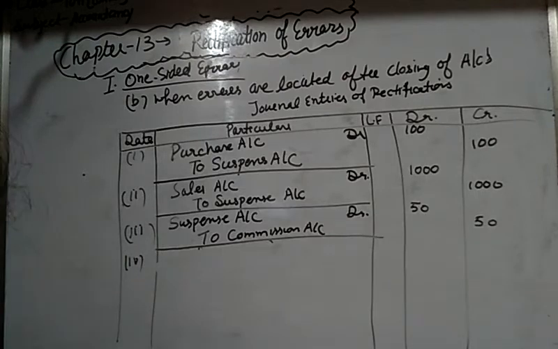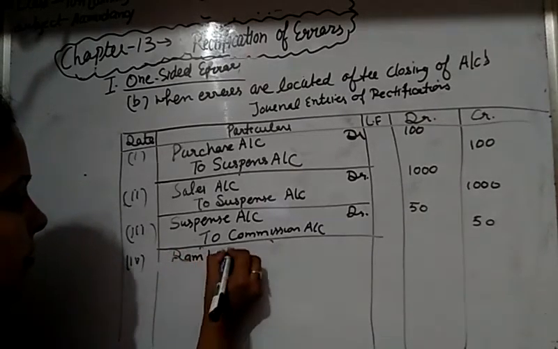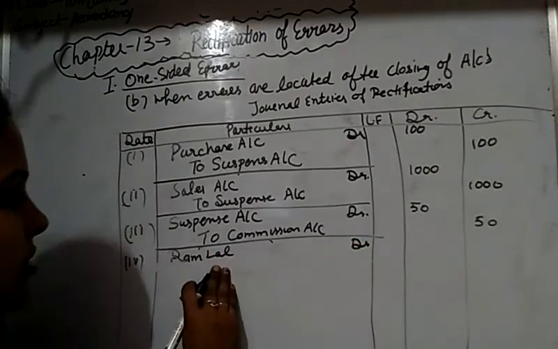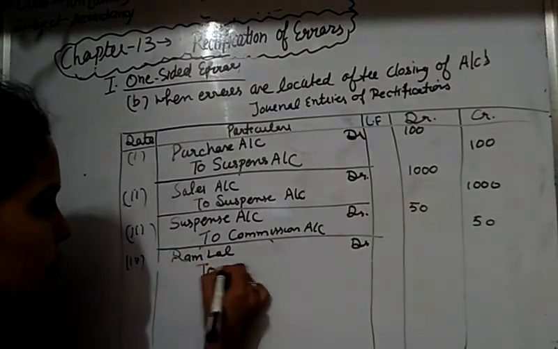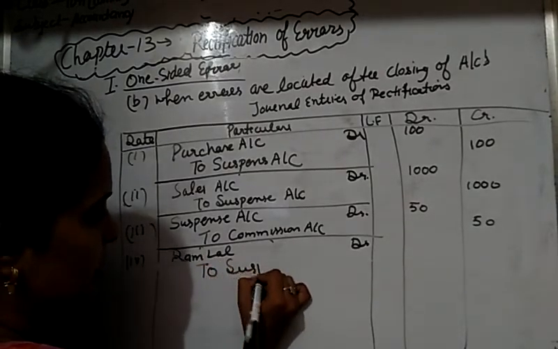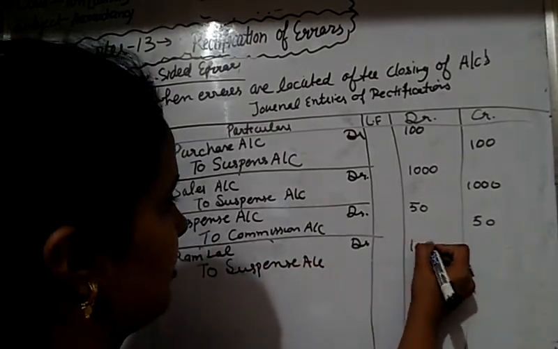Next is fourth. Goods worth ₹2,000 purchased from Ramlal has been posted to his account as ₹3,000. So Ramlal account is credited but with 3,000. So we debit Ramlal account to deduct the amount. So Ramlal debit. It is not compulsory to attach the word account with the personal account. Okay. To suspense account with 1,000.